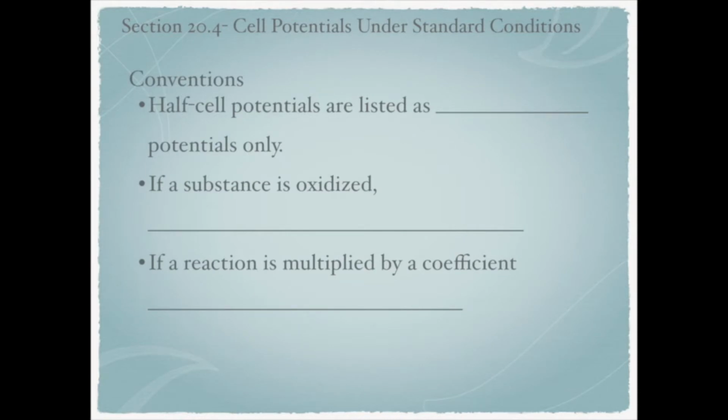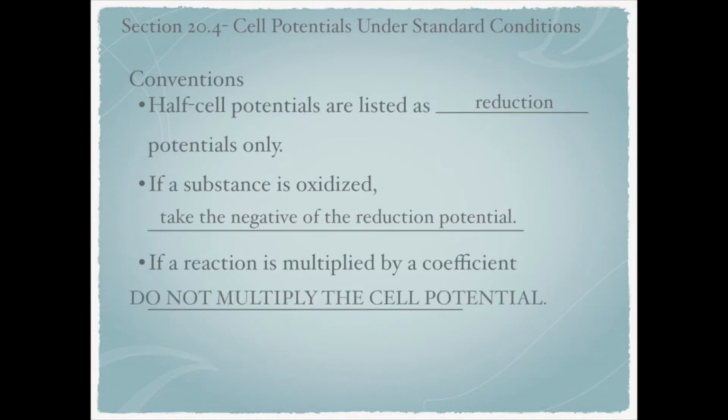And so really quickly as a review, the half cell potential is always going to be listed as the reduction potential. And remember, if you want to determine the cell potential for something that's being oxidized, you simply take the negative of the reduction potential. And the last piece of information is if a reaction is multiplied by a coefficient, you do not multiply the cell potential. This isn't really an issue yet because we haven't worked with concepts where you multiply or raise values based on coefficients. But for these, you ignore the fact that you are multiplying them by a coefficient.